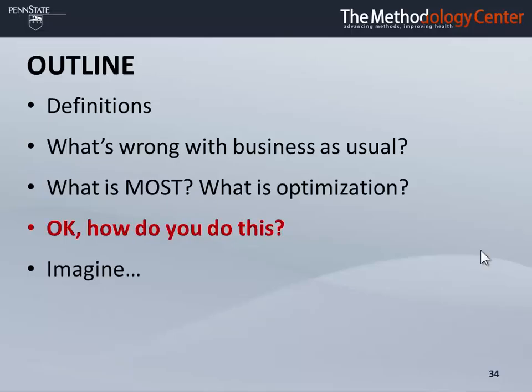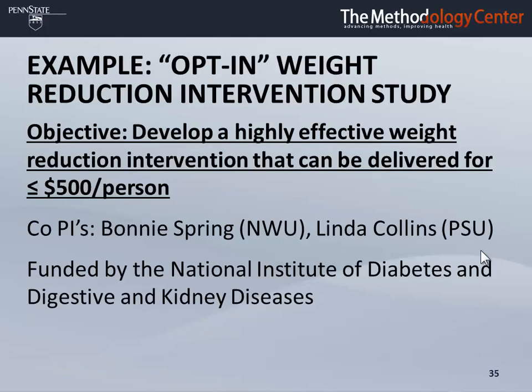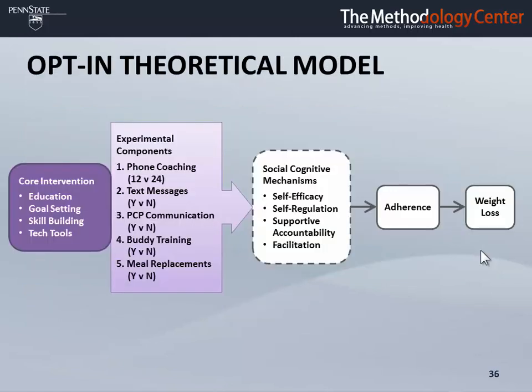Okay, so now, I know that was pretty abstract, but let's talk in more concrete terms. I have several funded projects that are using this approach. Some of you may know Bonnie Spring. She's at Northwestern University, and we're co-PIs on this study. It's to develop a highly effective weight reduction intervention that can be delivered for $500 a person or less, and it's funded by NIDDK. This is the theoretical model, which I would love to see be more detailed, but this is the one that we put in the grant proposal.